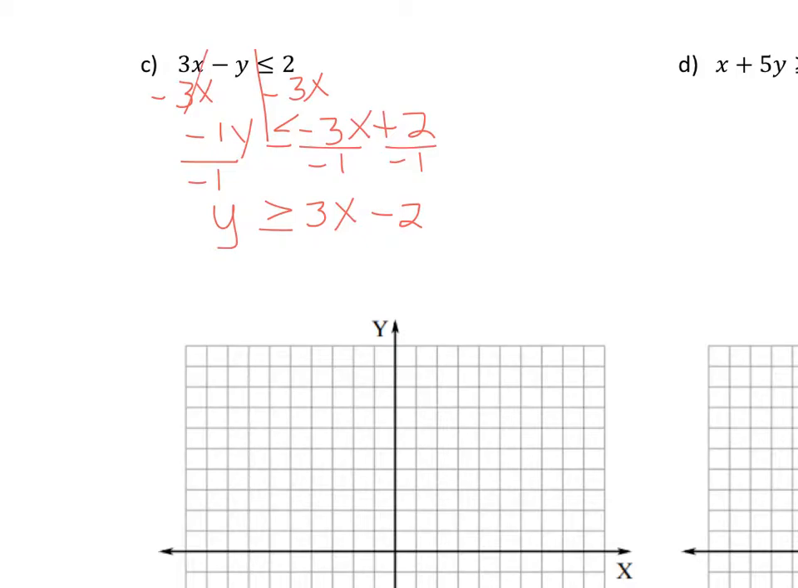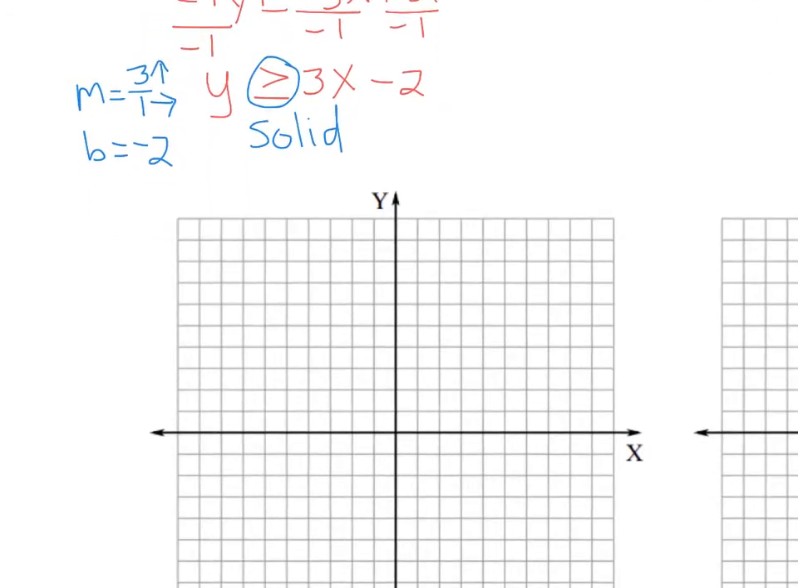Okay, our slope is 3, or 3 over 1, which means I go up 3, right 1, and our y-intercept is negative 2. I know it is a solid line because of that greater than or equal to, so I know the boundary is solid, so it would be a closed half plane. Let's go ahead and draw this.